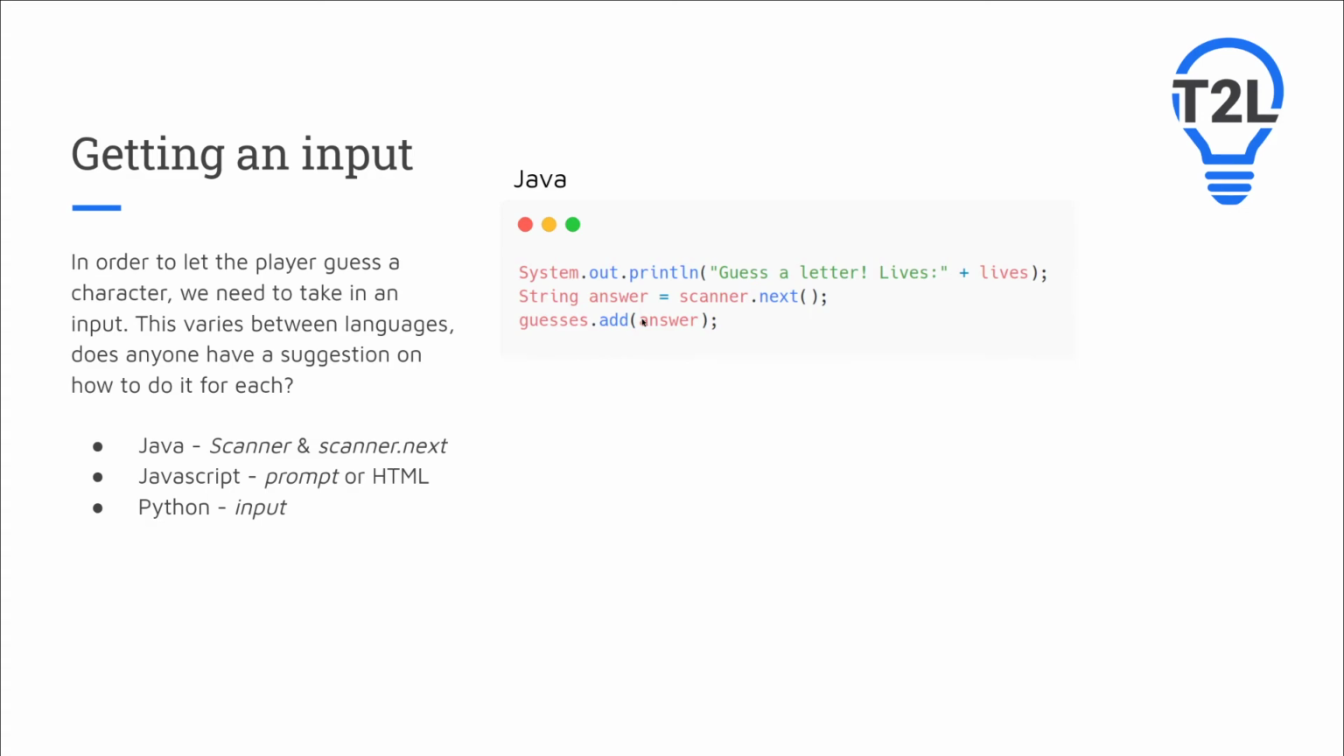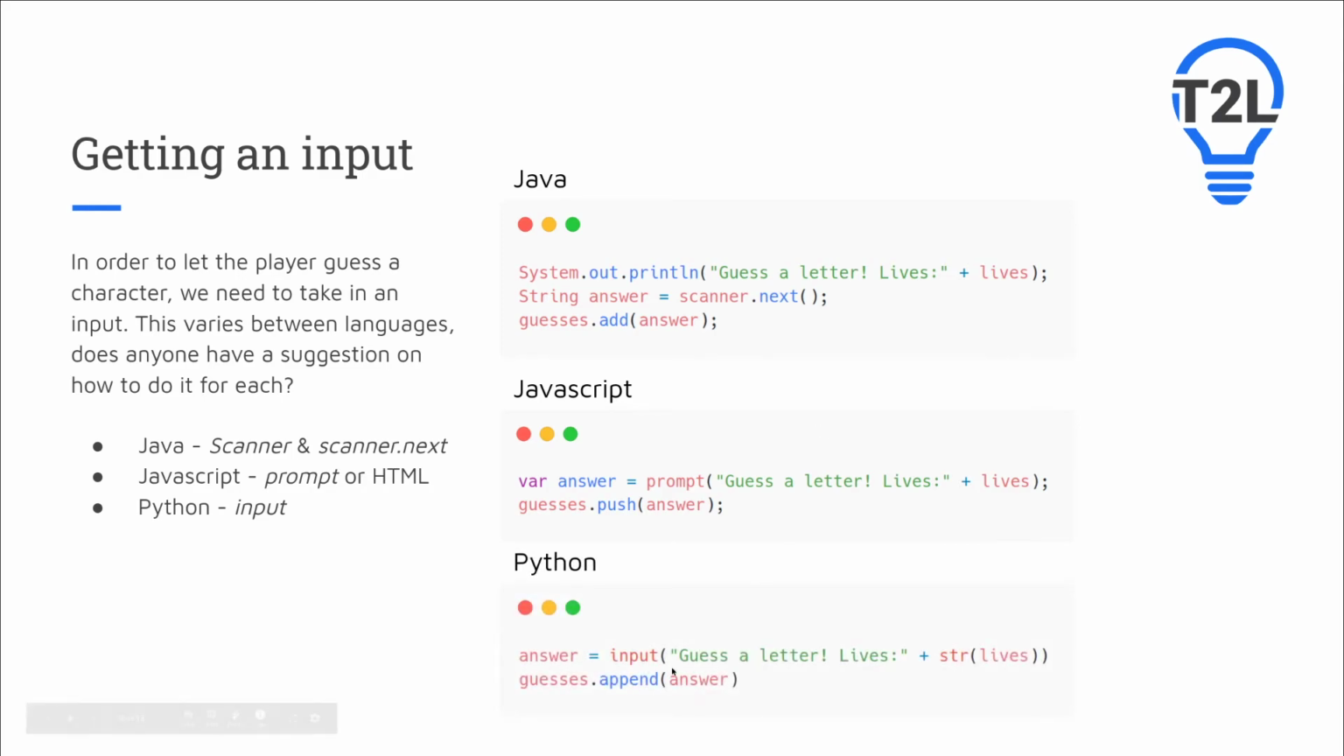For JavaScript, you just want to use prompt and push it in. And then for Python, you can use input with a string, and we have to convert the lives to a string to put into it. But you can just type a string, and it'll ask the player to input with the string printed out. And then you can append it to the array.